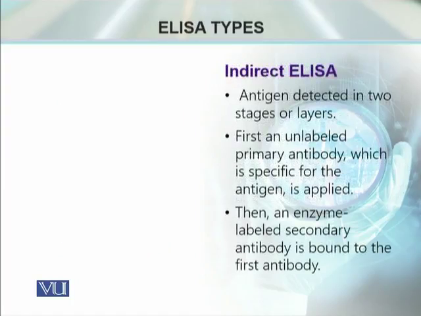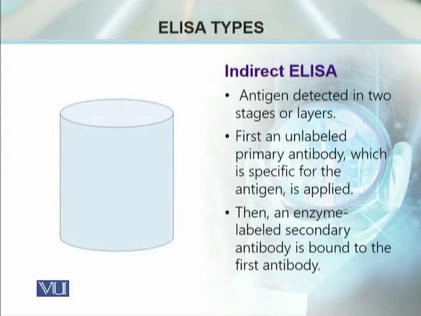Indirect ELISA slightly differs from the direct ELISA. In this method, the basic principle is the same, that the well is coated with the antigen or with the sample, and then we add primary antibody. This primary antibody is meant for the protein or antigen of our interest, जिसको हम डिटेक्ट करना चाहते हैं या जिसके साथ हम इस एंटीबॉडी को बाइंड करना चाहते हैं.